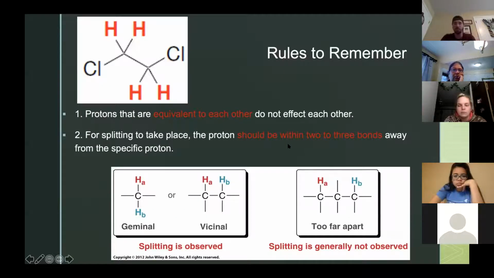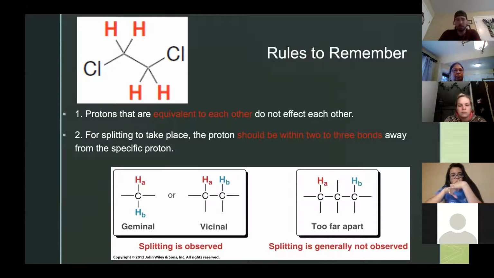Some rules to remember. Protons that are equivalent to each other do not affect each other. Let's look at this compound here. The two sets of protons are equivalent to each other because they're the same type of proton. Therefore, they can't affect each other.